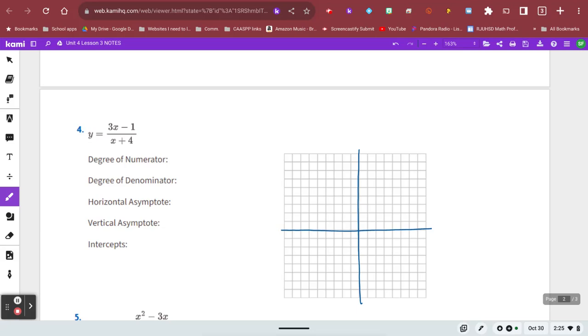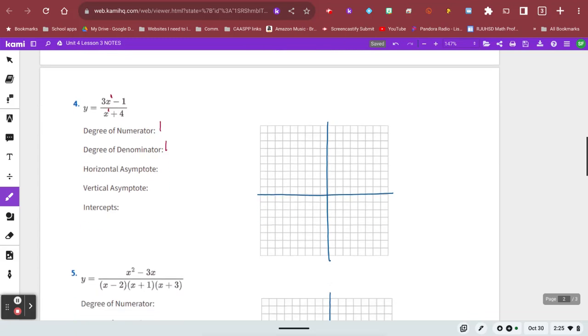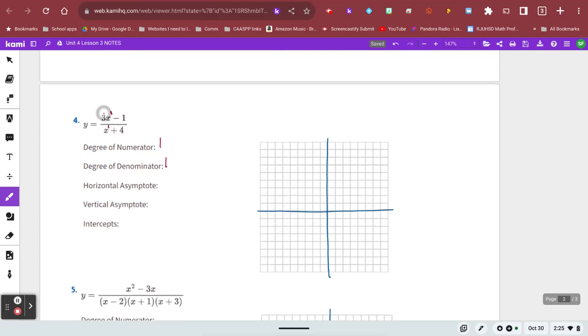All right, so for these, again, we're going to look at the degree of the numerator. It's a 1 here, 1 here. So they are exactly the same. So that means we're going to find the horizontal asymptote. We're going to take the coefficient of the numerator over the coefficient of the denominator. And that 3 over 1 is just going to be 3.